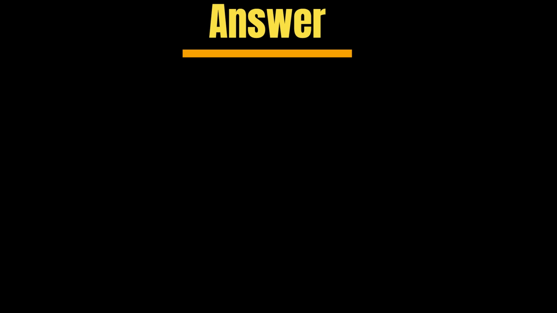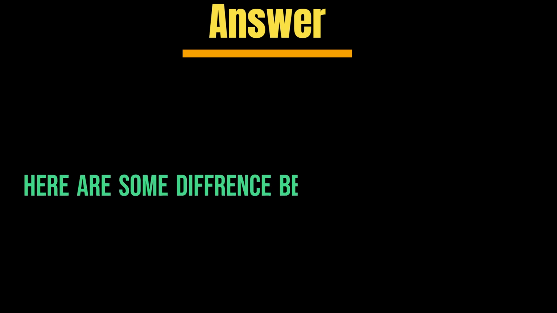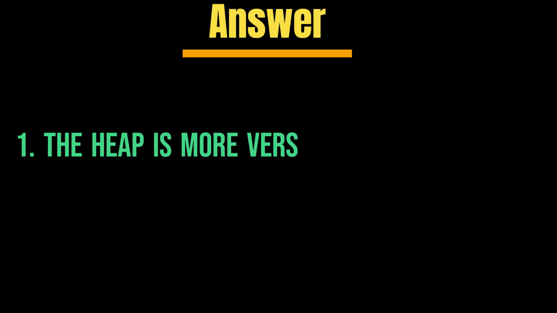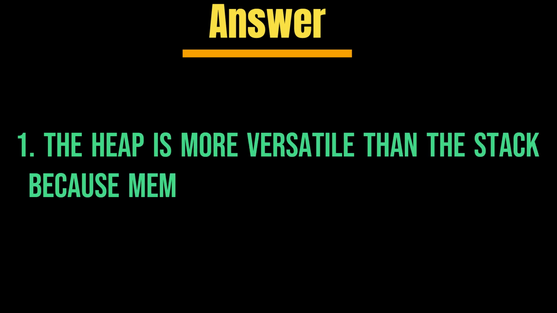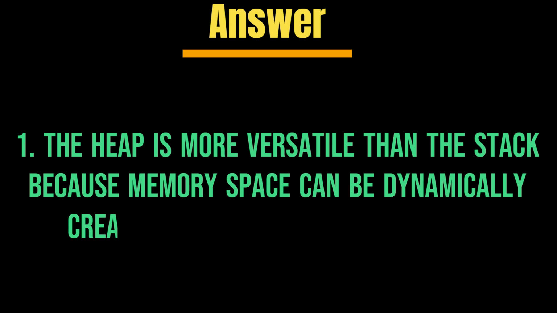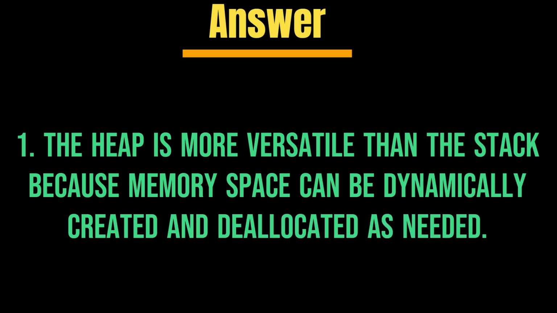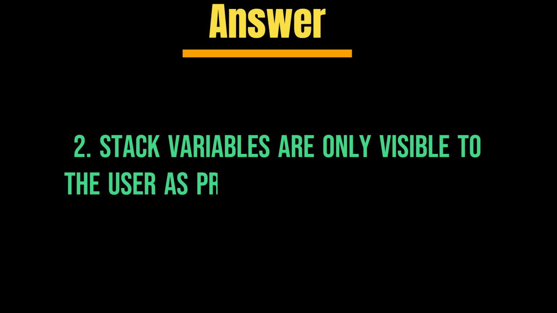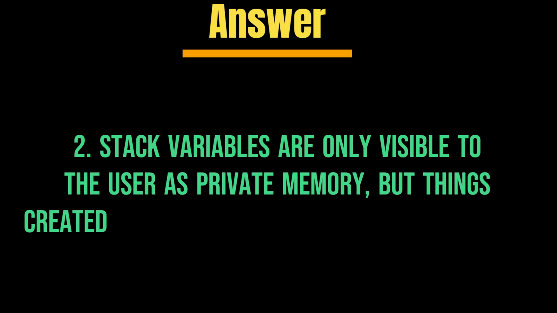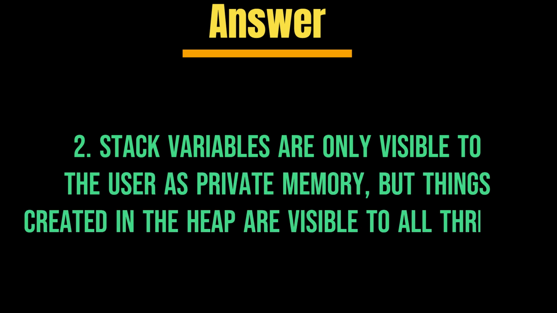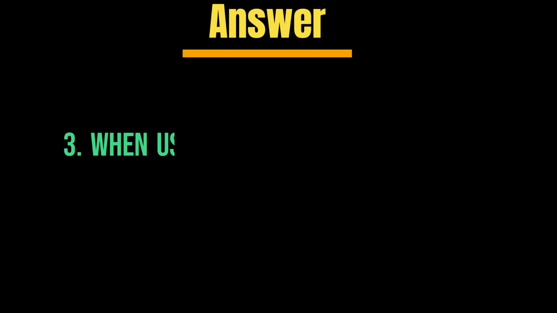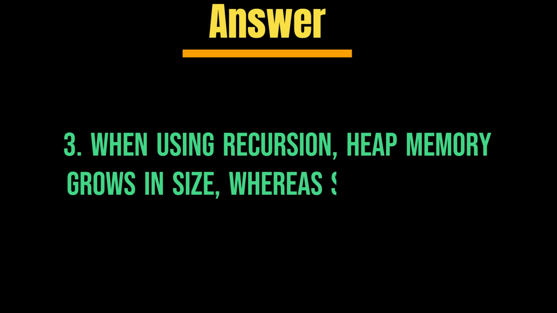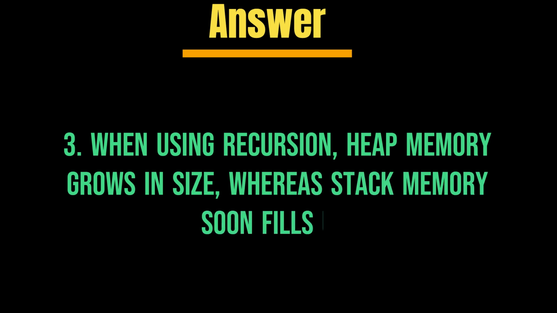Next question is: what are the differences between heap and stack? Answer. Here are some differences between heap and stack. 1. The heap is more versatile than the stack because memory space can be dynamically created and deallocated as needed. 2. Stack variables are only visible to the user as private memory, but things created in the heap are visible to all threads.